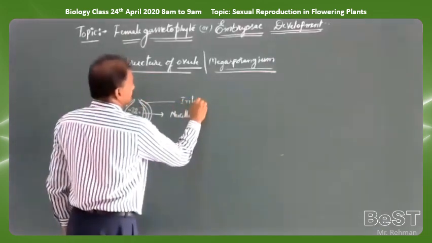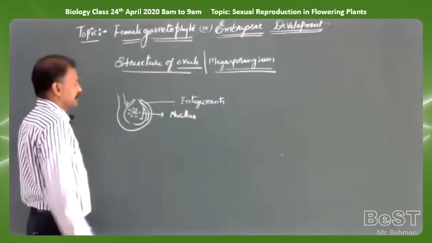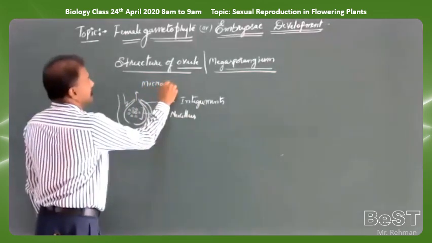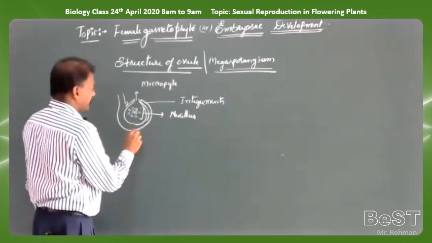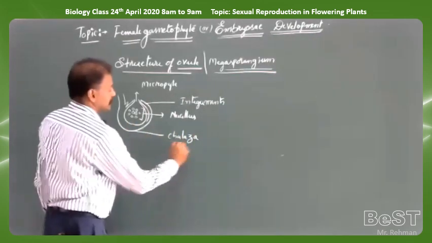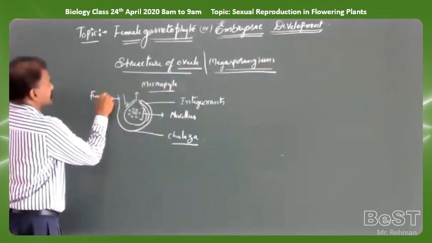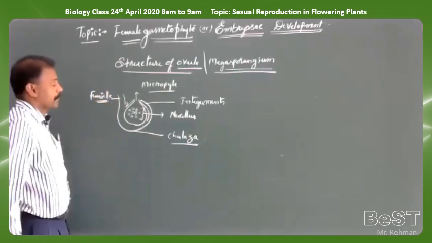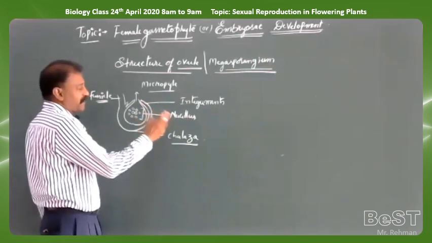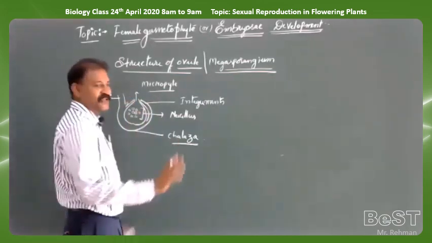by integuments, and there is an opening called micropyle. There is a basal part called chalaza. There is a funicle which is called stalk. The process of formation of megaspores, megasporogenesis, we have seen in the last class.